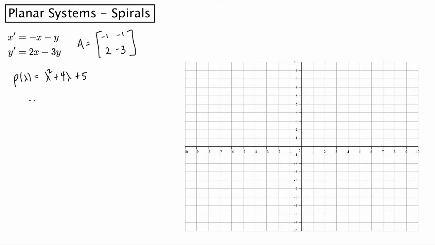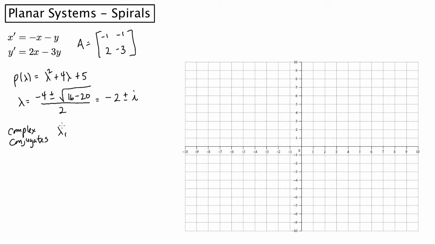And if you look at this one, we're not going to be able to factor this, so I'm going to have to resort to the quadratic formula here. And so if you look at that, that looks like it's going to be -2 plus or minus i. And so what we have here is a complex conjugate pair. Lambda 1 is equal to the conjugate of lambda 2.